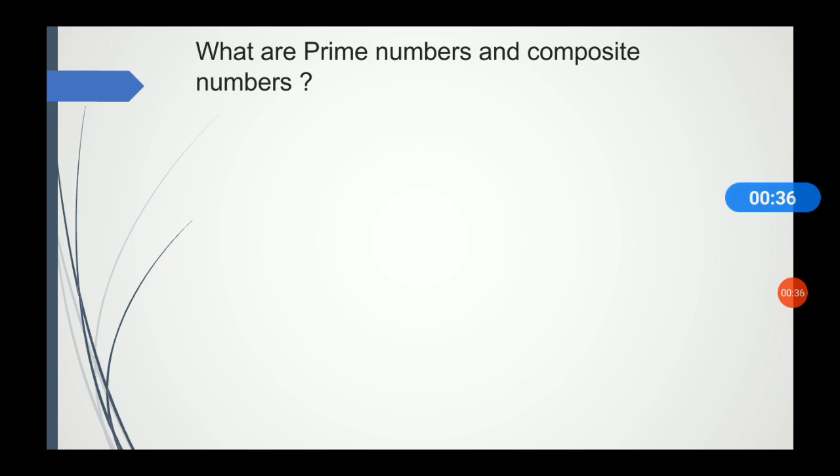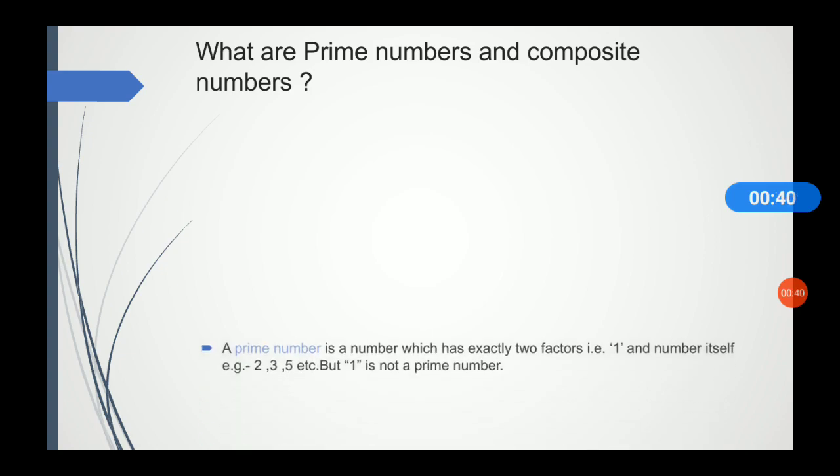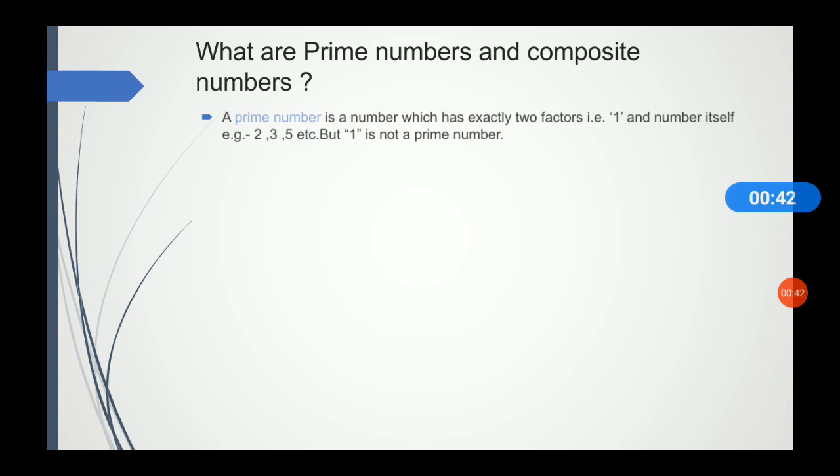So what are prime numbers and composite numbers? Prime numbers are numbers which have exactly two factors, that is 1 and the number itself. For example 2, 3, 5, etc. If you find the factors of 2, 3, 5, you will get two factors only, 1 and the number itself. So these numbers are known as prime numbers.